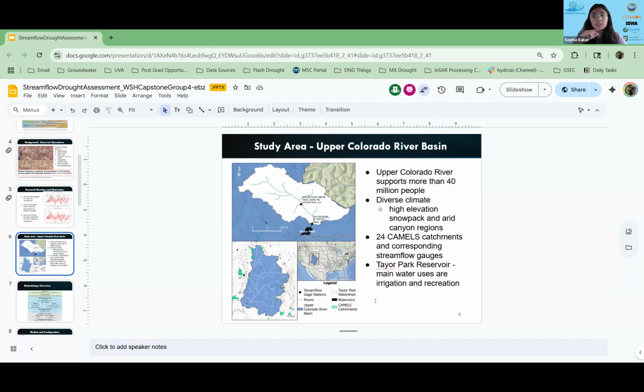I would also say that it is an advantage to use naturalized flows for training the model because what we really want the model to do is capture the drought conditions. And if you're using flows that are heavily managed, you're not necessarily going to be capturing the impacts of the drought. You're going to be capturing the management of the drought. So it's actually useful that we have CAMELS catchments for the model training portion of this method.